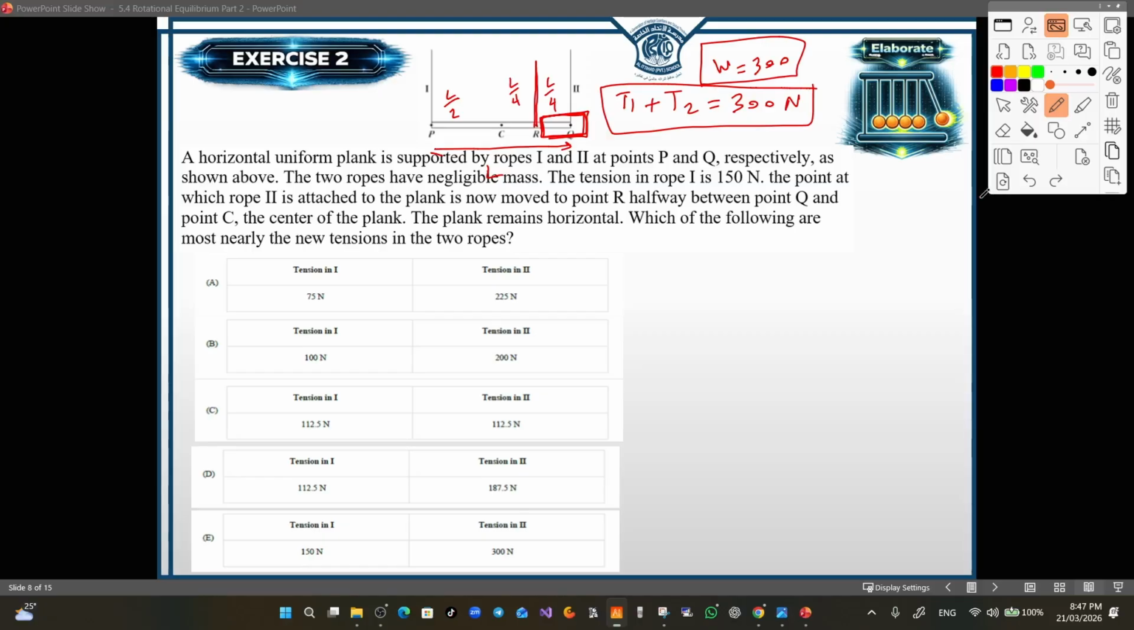So there is no symmetry between the two ropes, which means we need to use another condition. In this case, the second condition is the rotational equilibrium. In the rotational equilibrium, the net torque equals 0. So first we need to determine all the forces acting on the plank, and these forces are the tension force from both ropes and the weight of the plank. Since we are interested in finding the tension forces, and we already have W equal to 300, I will choose my pivot point to be exactly at the point of application of the weight, which means at C. So this is the pivot.